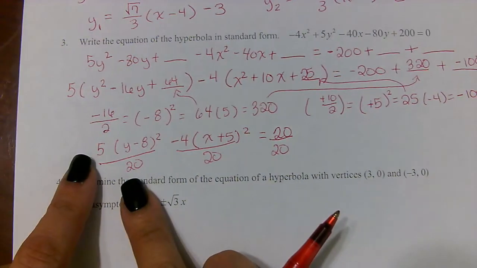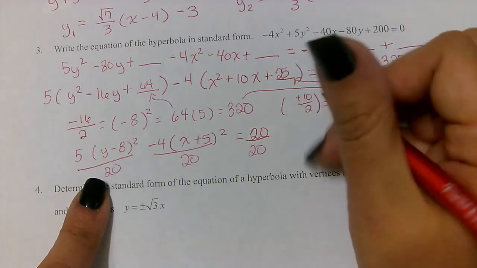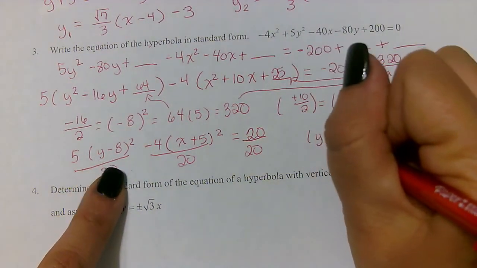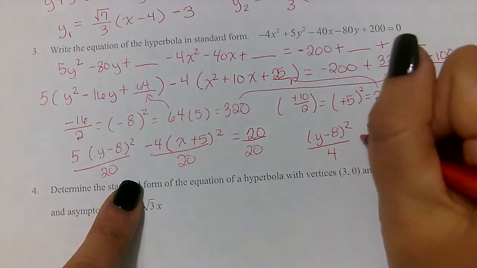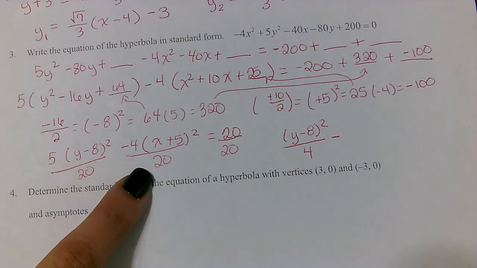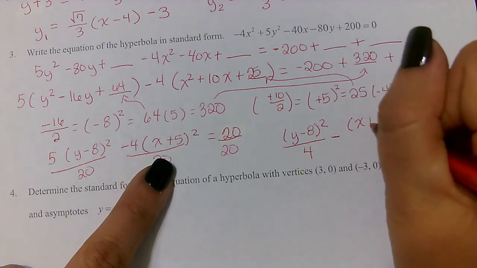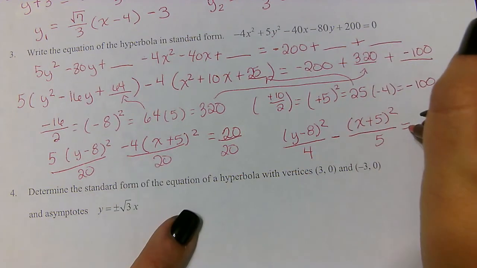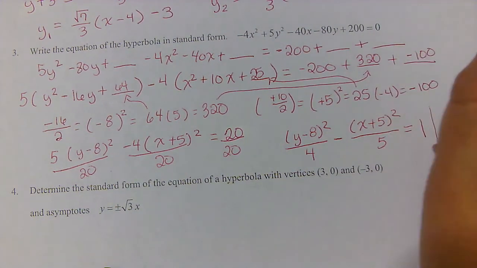Make sure to simplify your fractions. So 5 over 20 is the same thing as 1/4. Keep the numerator in parentheses. So (y minus 8) squared over 4 minus 4/20, which is the same thing as 1/5. Keep the numerator in the parentheses. So (x plus 5) squared over 5 is equal to 1. This is going to be in standard form.